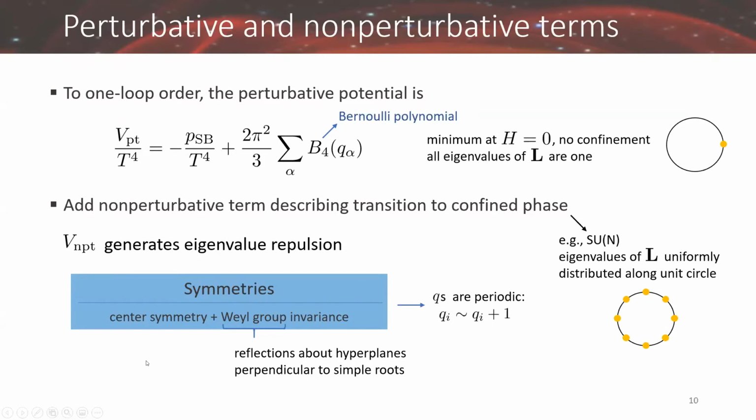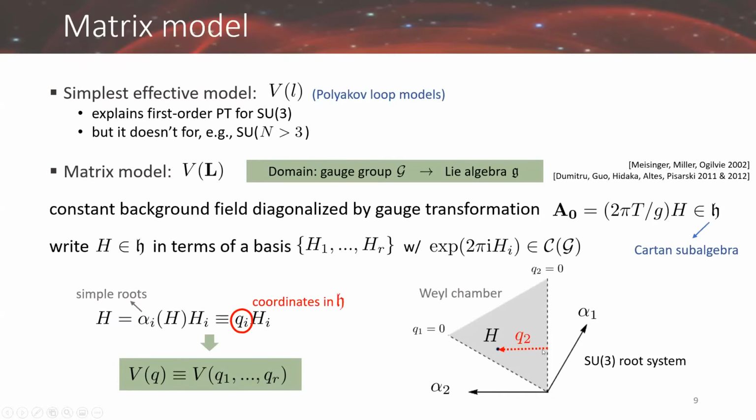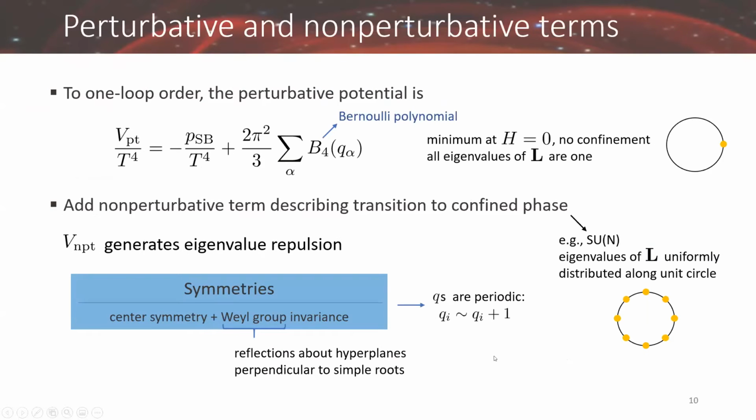There are also symmetries that you have to impose for that potential. One of them, as I mentioned before, is center symmetry, but also Weyl group invariance, which is built into the Lie algebra, is the group of isometries. This consists of reflections about the hyperplanes that are perpendicular to the simple roots. So these are these dashed lines here, reflections about these dashed lines. These symmetries imply that the variables I constructed before have to be periodic with unit period.